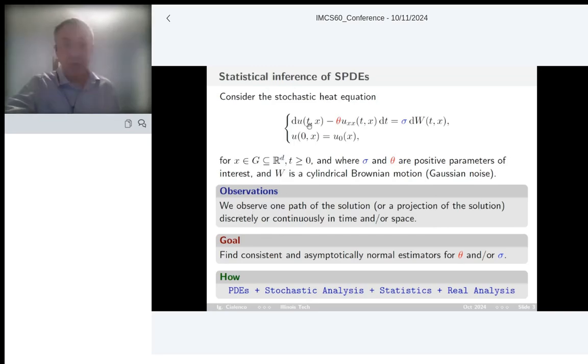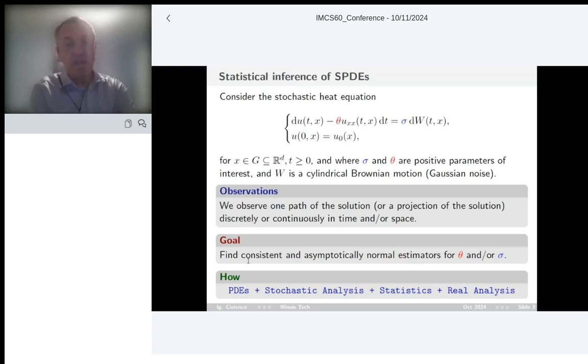W is a noise. It's a Gaussian noise, and I'll show you a little bit more of what this noise is. What I observe is the solution u: one path, one realization of the solution, perhaps continuously in time, perhaps continuously in space, maybe a projection of the solution, maybe discretely in time. I observe something about u, and I'll be more specific about what I'm observing. Observations are either in the physical domain or maybe in the frequency space, and I am trying to find an estimator, as in statistics, of theta and sigma given those observations. How do we do that?